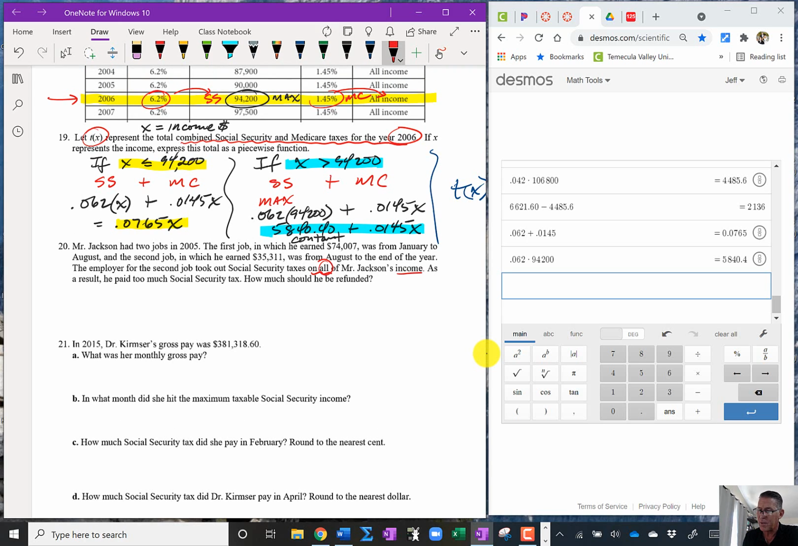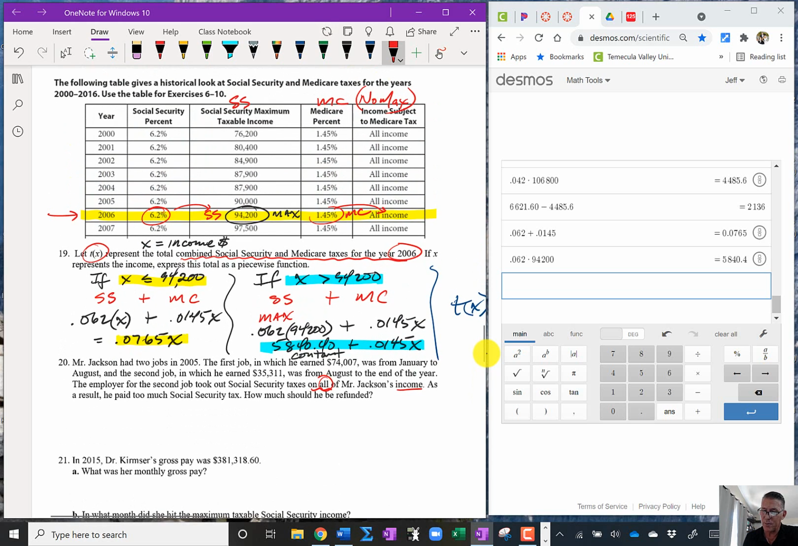So you take $74,007, and you add, oops, you got to put the number in right. There you go. Plus $35,311, and you get his total salary. So he should have only been taxed on 90,000 out of that, not 109,000. So they took out too much. That's his total salary. Now the maximum taxable is 6.2% of 90,000. So you got to find that. So 0.062 times 90,000.